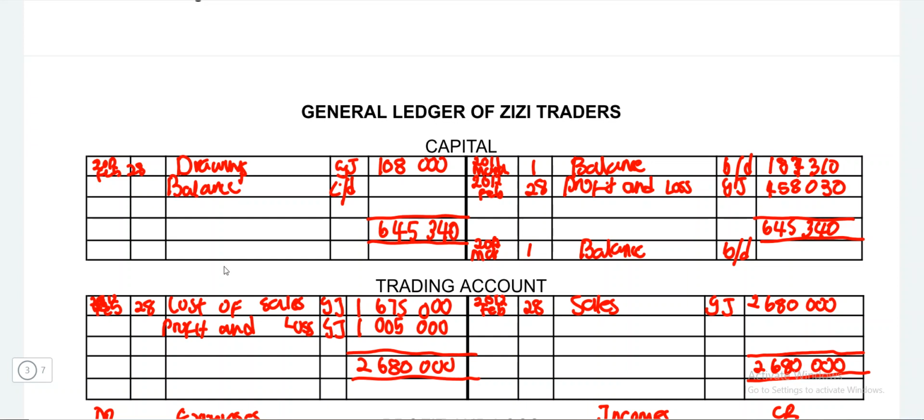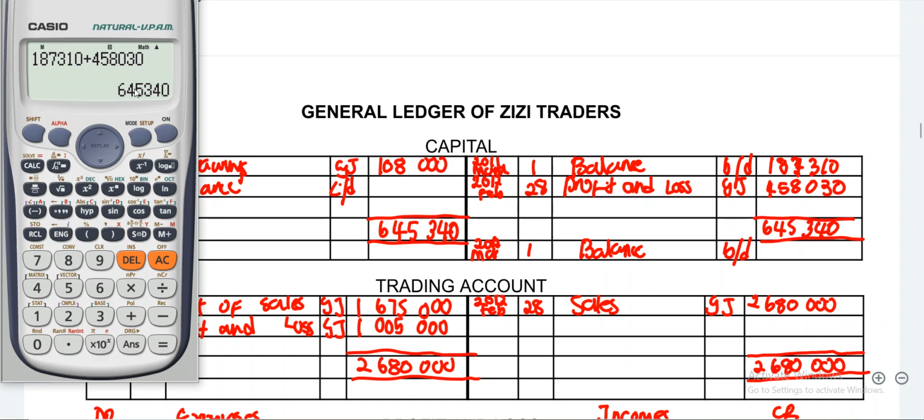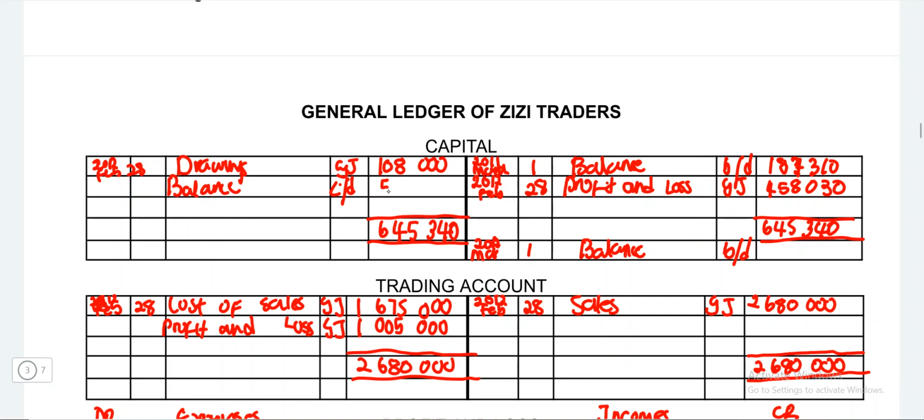So now what is the difference that we are supposed to get here? If we say 645,340, then we subtract 108,000, it's going to give us that amount, which is 537,340. Then it will come here, 537,340. Then we are done with this.